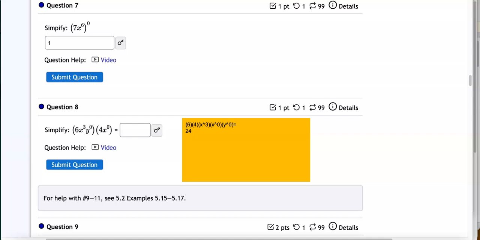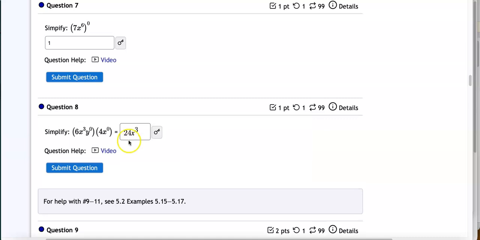So next, we have x cubed. And then lastly, y to the 0th power is 1. So then that is simply going to simplify to 24x cubed.